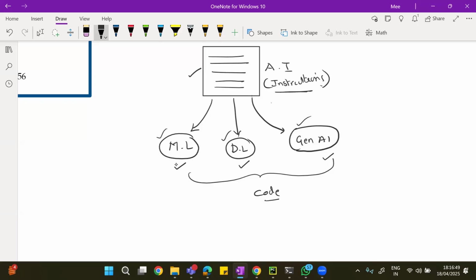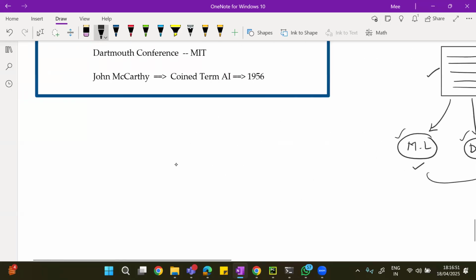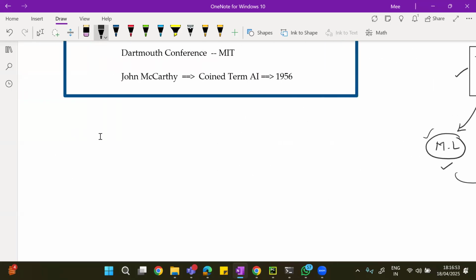Okay, this is what is ML. Now again, let's talk quickly about ML. Hope you got the major difference between AI, ML and DL, a broad view. Now let's talk about what is ML.